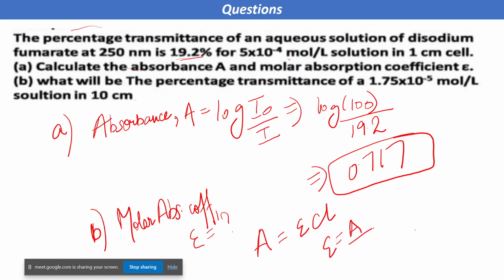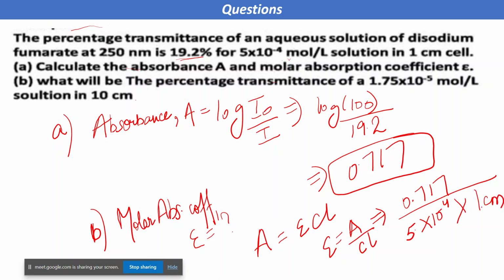That comes out to be A divided by Cl, and your absorbance value is 0.717, concentration is 5 into 10 raised to the power minus 4, into 1 centimeter. The length is 1 centimeter. So solve it and you will get the value of the molar extinction coefficient. 14.3 into 10 to the power 2. And remember to write units. It will be liter per mole centimeter. Is it clear?